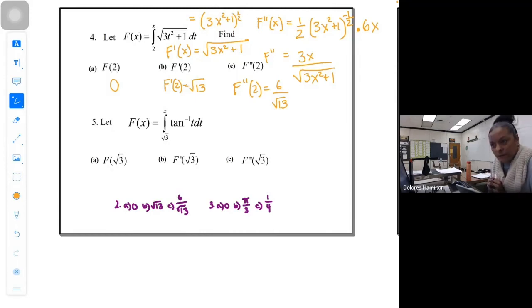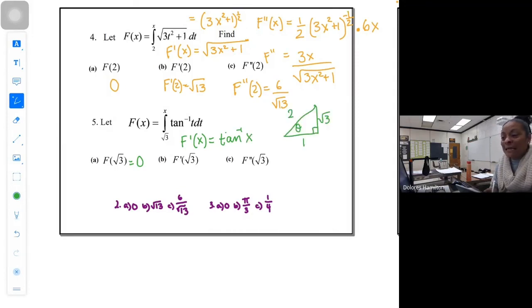All right. So see if we can get 5. The first one is clearly 0. The second is identifying, well, what is f prime of x? Well, it's inverse tan of x. So if I'm looking for f prime of root 3, that takes me back to my 30, 60, 90 triangle. And if it's tan, opposite over adjacent, root 3 over 1, and I know that that happens when my theta is 60 degrees, pi over 3. Great. Lastly, f double prime of root 3.